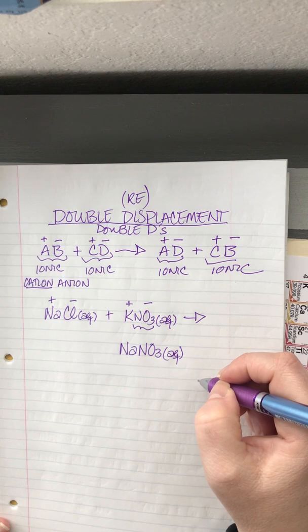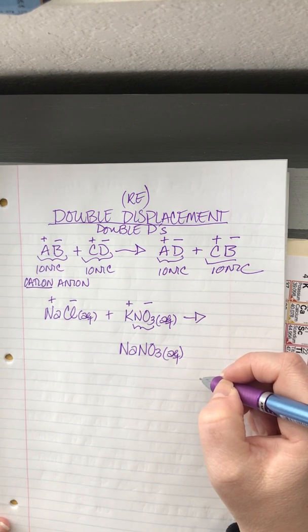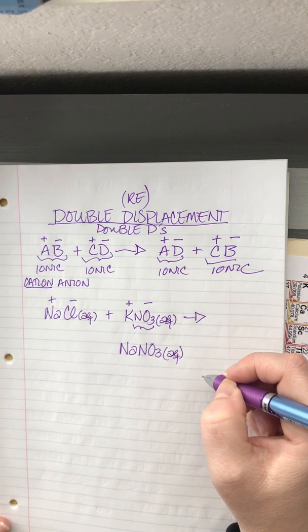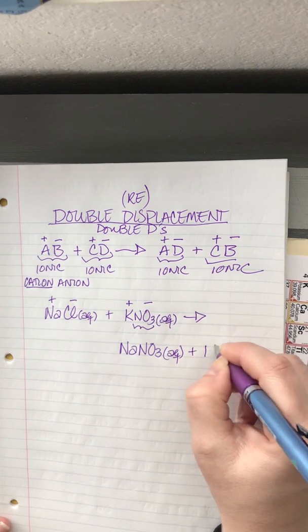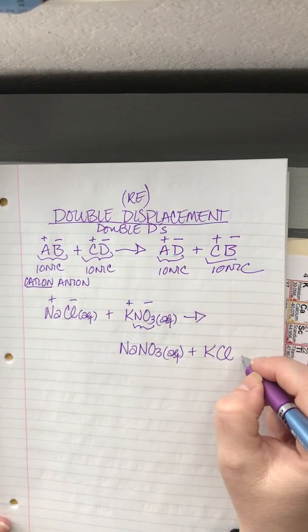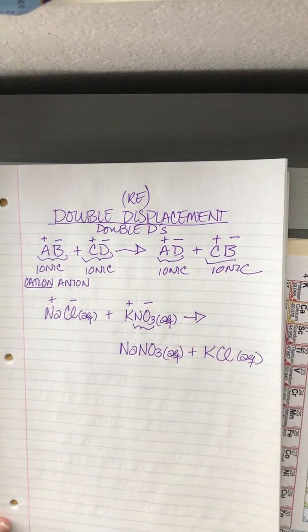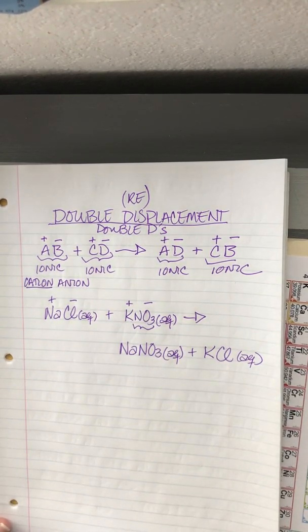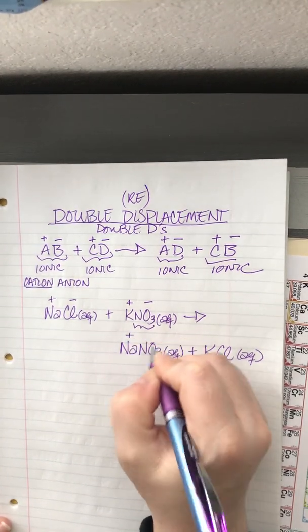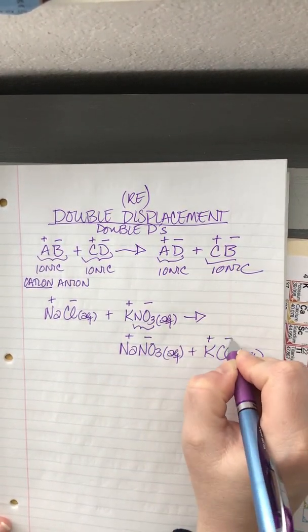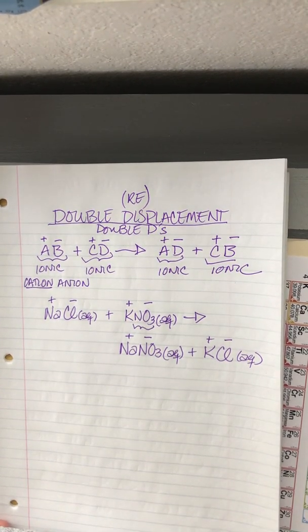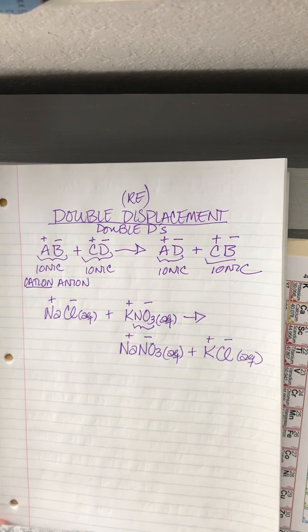And what else? Chlorine with potassium. So we would have potassium chloride. Does that make sense? I know this is kind of silly, but I like to go through and draw the charges just to make sure that I haven't mixed up any of my pairs. Questions about that?